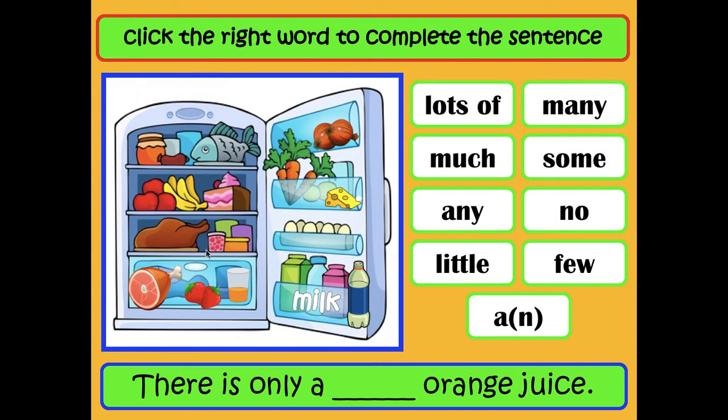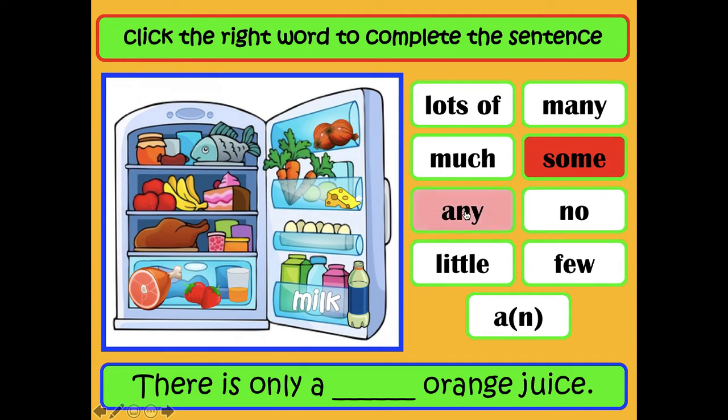The next one, we have there is only a orange juice. We have a lot of, many, much, some, any, none, little, few. There is some, no, any. There is a little orange juice. Here is the orange juice. It's a little.